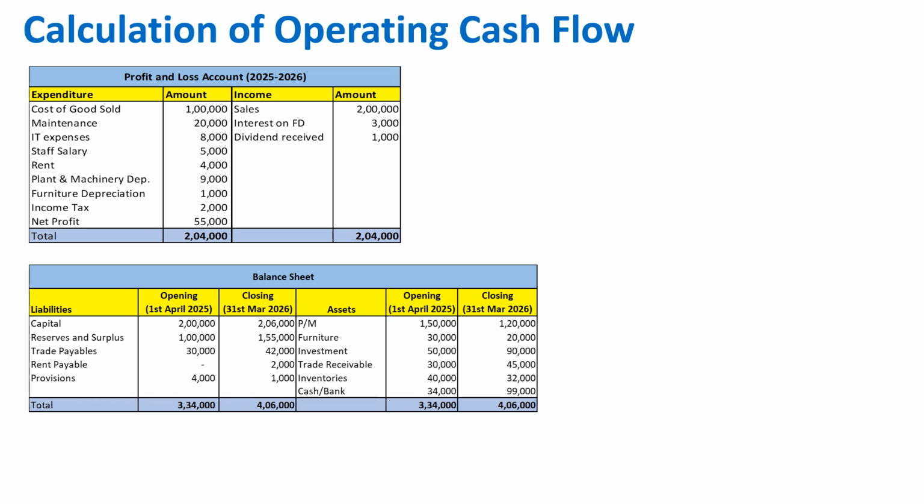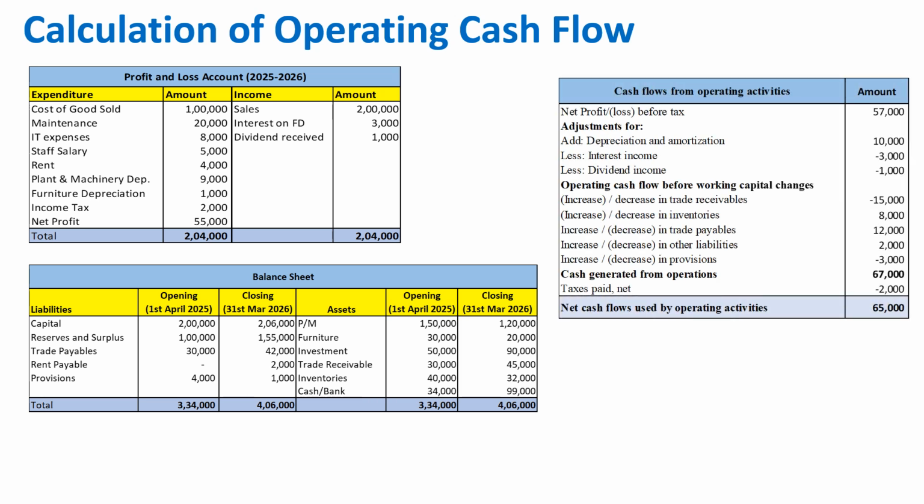Now let's prepare the cash flow for this P&L and balance sheet. So we'll start with net profit before tax. So what is the net profit here? 55,000. Tax is 2,000. So I am adding that and I'm starting with 57,000 rupees, because it is profit before tax.